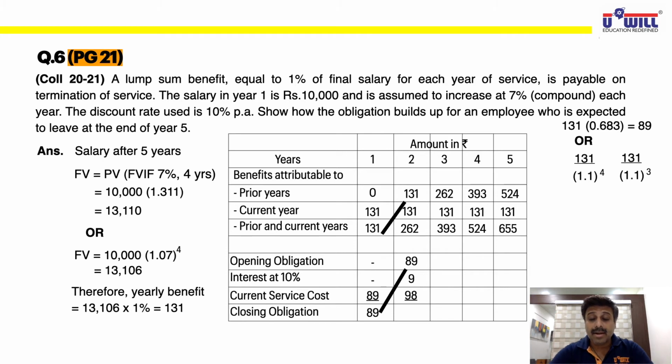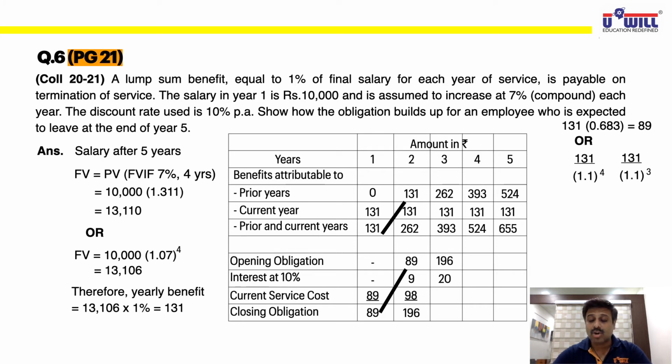Okay. Now closing obligation 89 plus 9 plus 98, 196. This 196 will become opening obligation of year 3. Now 196 into 10%, 19.6. So that will be 20 rupees as interest cost of that year.